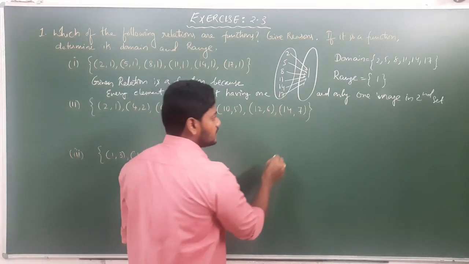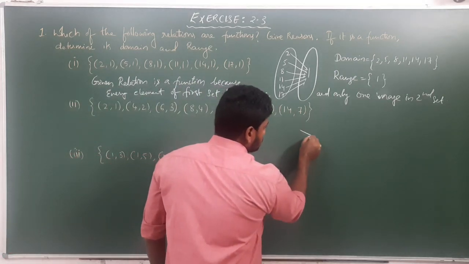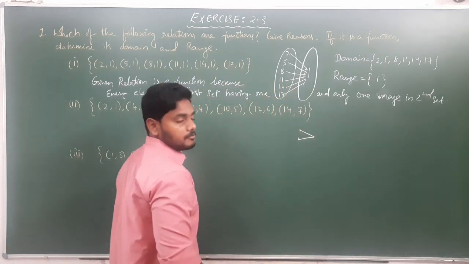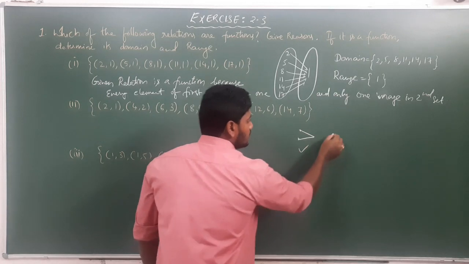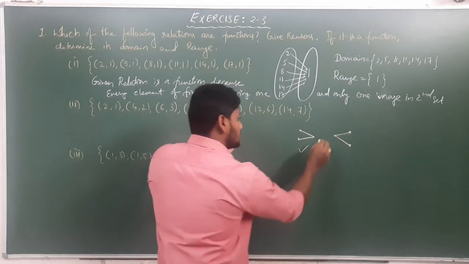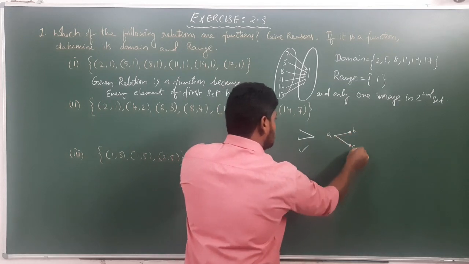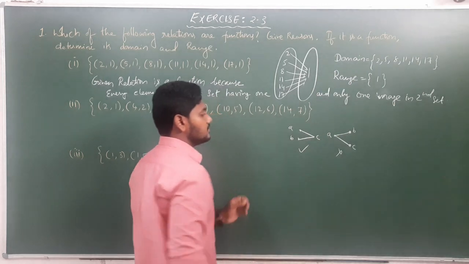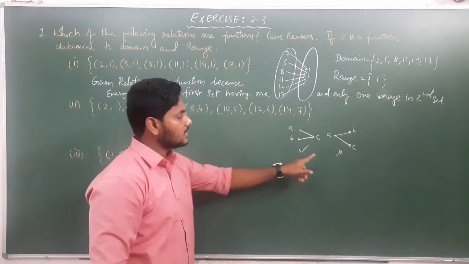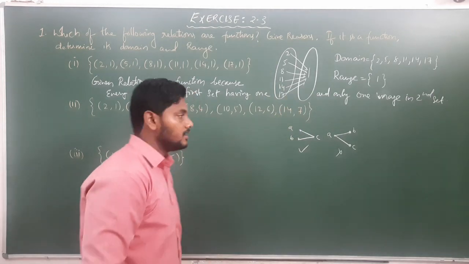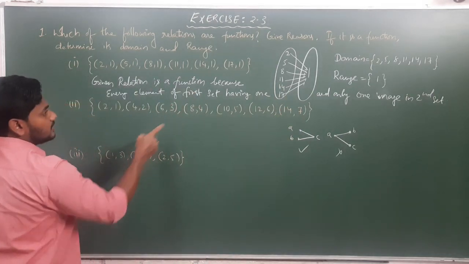So to determine function, that relation will have this type of arrows, no problem. This is correct. But it shouldn't have arrow diagram like this. Why? Because for example, if A is having image B and C, this is wrong. But A and B can have same image like C. So this is correct, but if these symbols are there in that given relation, that is not a function. So is this a function or not?